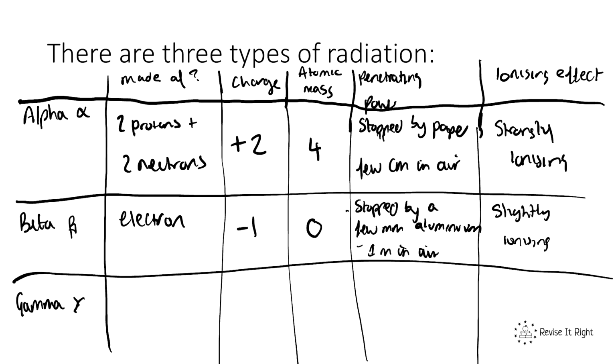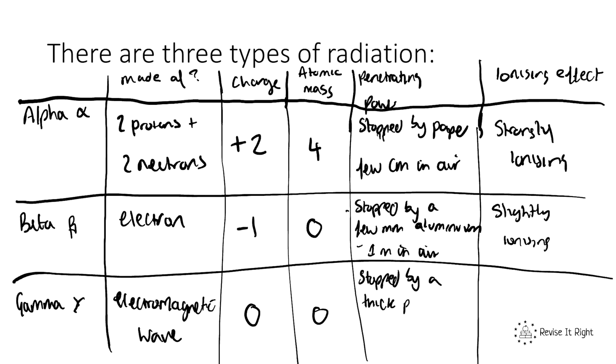And finally, we're going to look at gamma, which, as we said, is a high energy electromagnetic wave. It has a charge of 0 as it's a wave, and a mass of 0 as it's a wave. Now it can be stopped by a thick piece of lead or concrete. And it's very weakly ionizing.